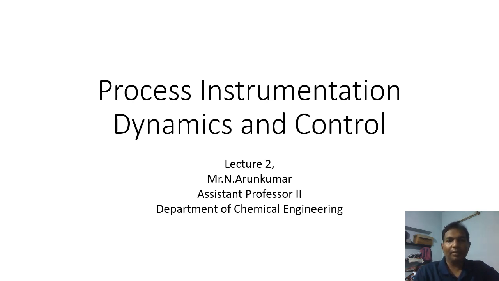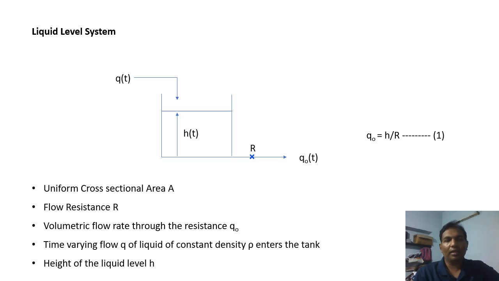So let's get started. Here we have a liquid level system. We have a tank of uniform cross-sectional area A, and we have a resistance to the outlet flow which is R, and then we have an inlet flow, a volumetric flow rate entering into the tank, let it be Q, which is a function of time T, and we have an outlet flow rate Q naught of T, which is also a function of time.